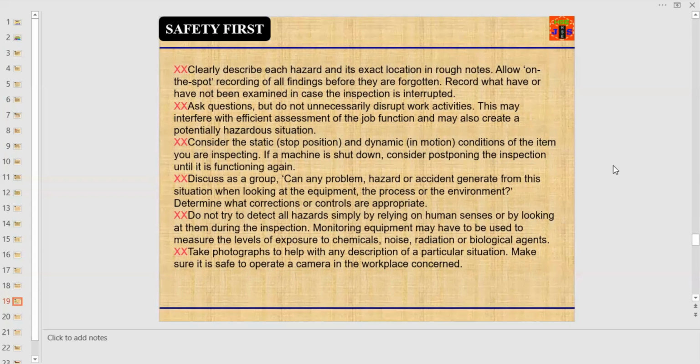Don't try to detect all hazards simply by relying on human senses or by looking at them during the inspection. Monitoring equipment may have to be used to measure the levels of exposure to chemicals, noise, radiation, or biological agents. Take photographs to help with any description of a particular situation. Make sure it is safe to operate a camera in the workplace.